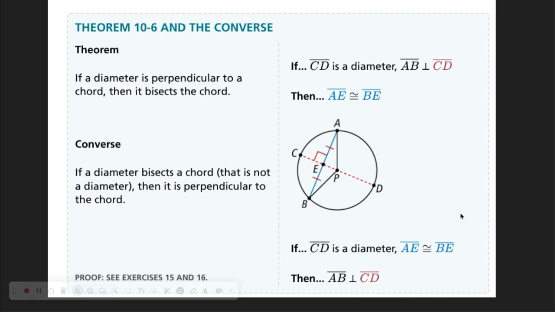Another theorem. Holy smokes, more theorems. If the chord is bisected perpendicularly, then that thing that's bisecting it must be a diameter. That might not be as intuitive. So if we cut a chord in half at a perpendicular, that has to be a diameter. And the converse is also true. If something is a diameter, then it's the perpendicular bisector of the chord. You might want to pause and write that one down.